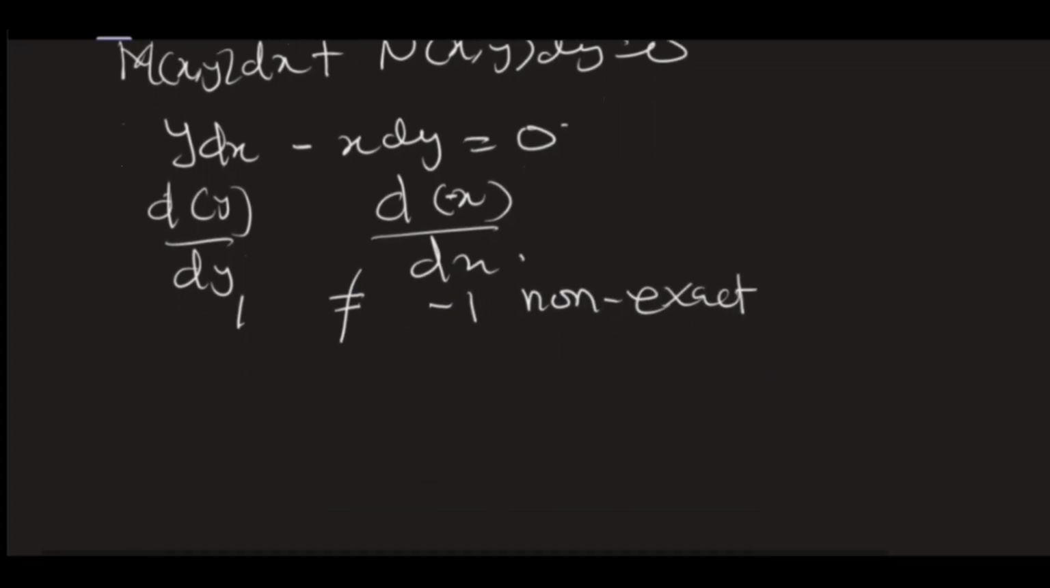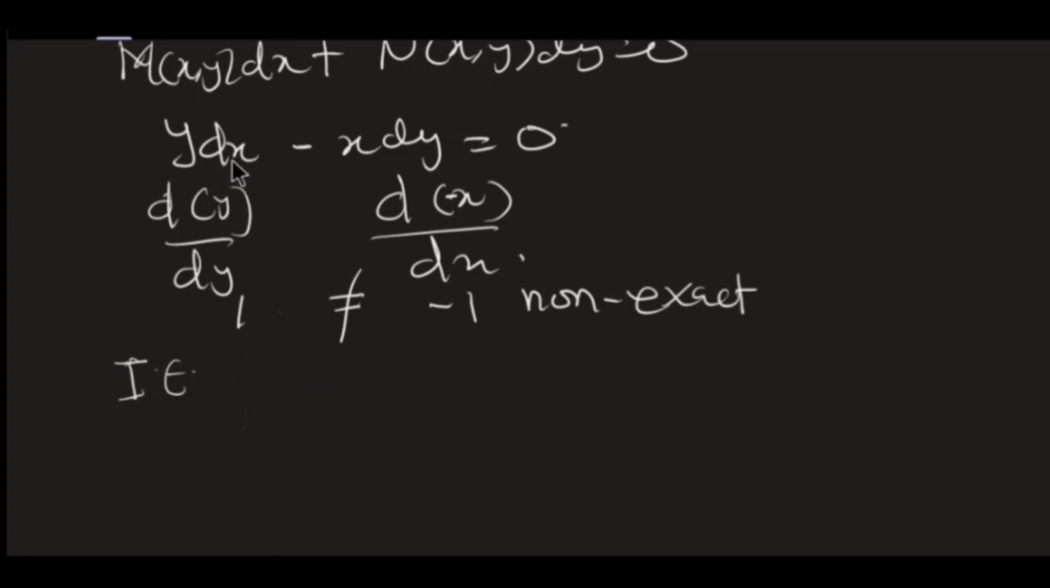So this is a true scenario of a non-exact differential equation. How do we convert this to an exact one? We need to do this by finding the integrating factor, i.e. I. How do we find the integrating factor for a non-exact equation? To do that, I gave a formula: 1 over M.